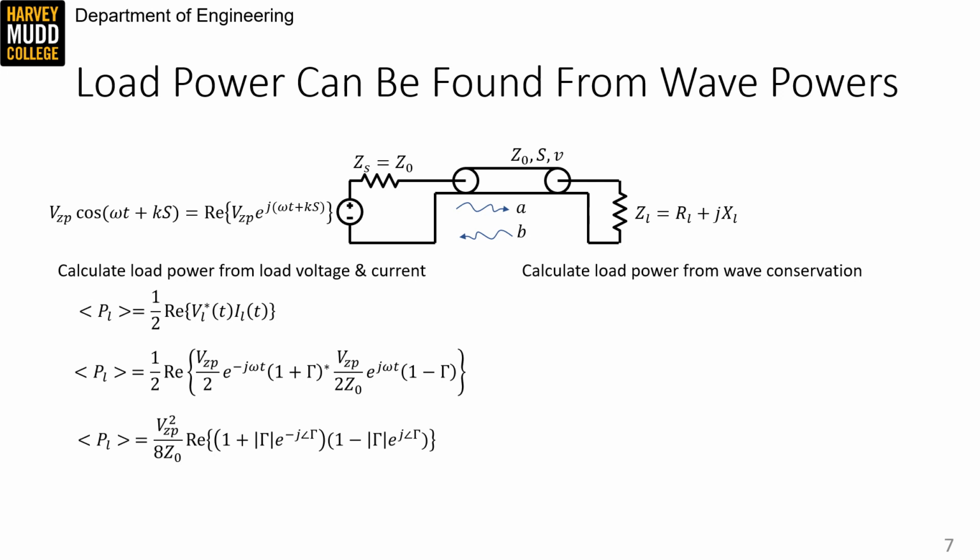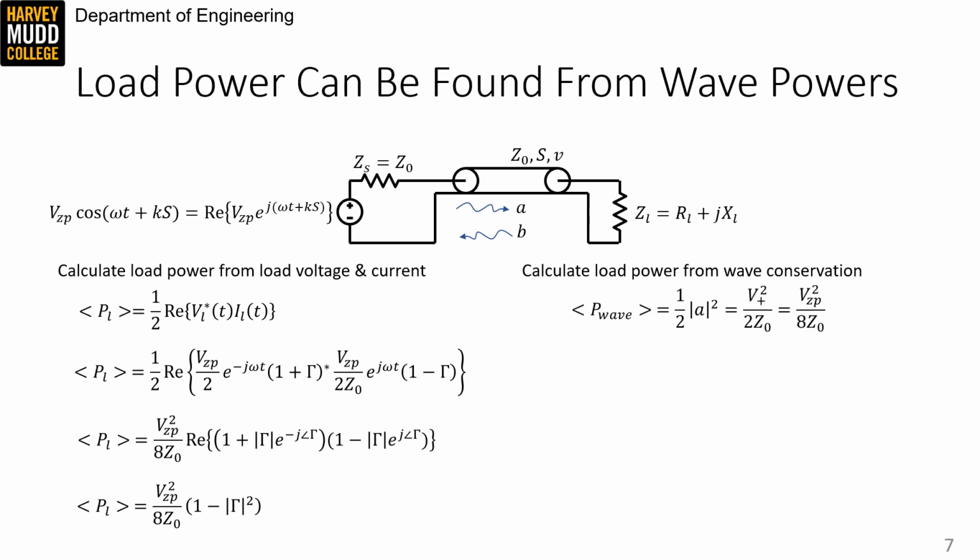We've also expressed gamma in its complex exponential form, which has let us take the complex conjugate pretty easily. The multiplication of these two gamma terms leaves us with 1 minus the magnitude of gamma squared. This is an intuitive result. High reflection coefficients should reduce the amount of power in the load. We're going to hone that intuition further by deriving this same result from conservation of power in the system.